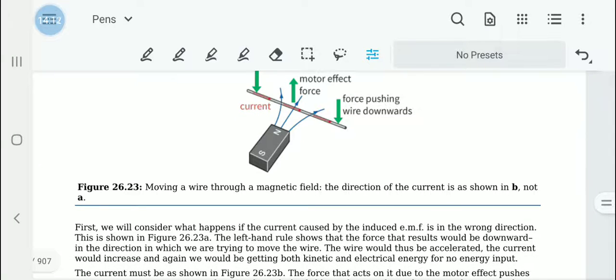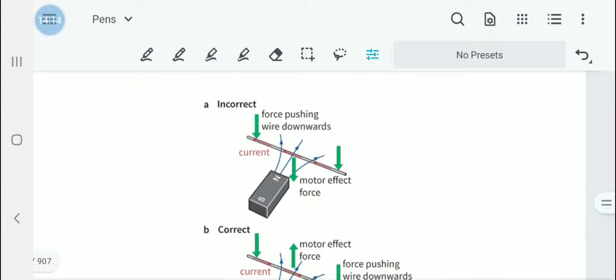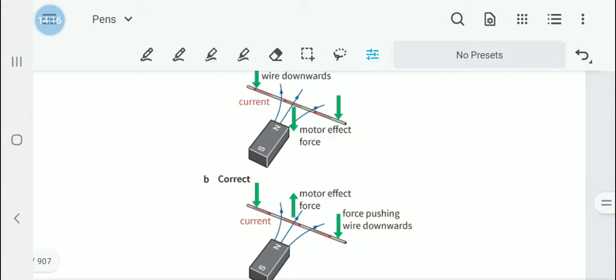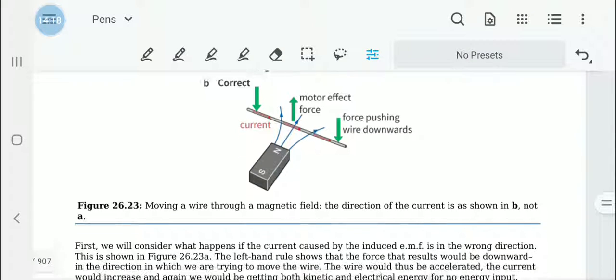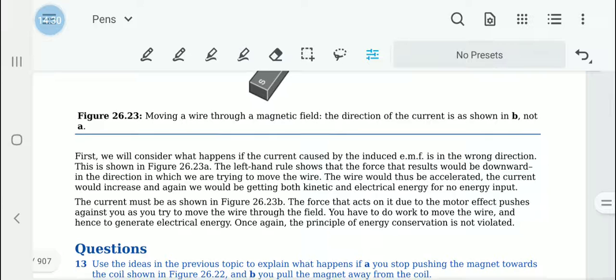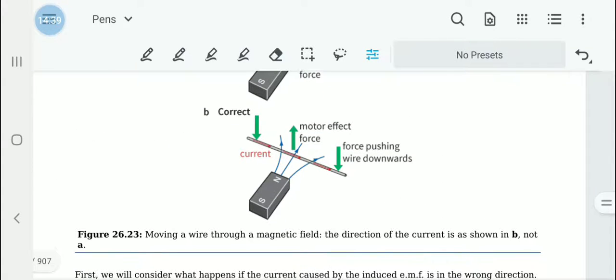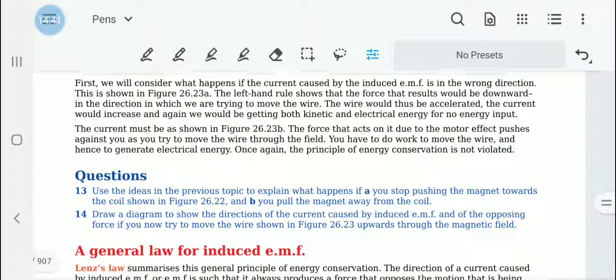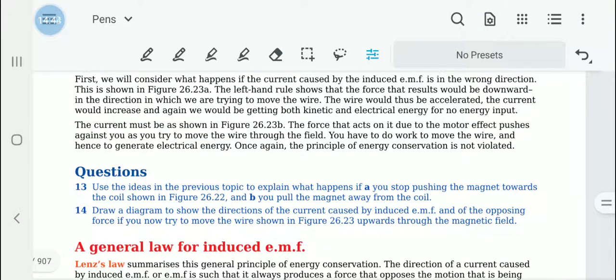So as a result, in the first situation, the force is pushing downwards, and the motor effect force is also pushing downwards, so they get attracted. So that cannot be. Then the current would again increase exponentially without any energy input. So again in this situation, the correct form is the second one. We have to do work against the force.